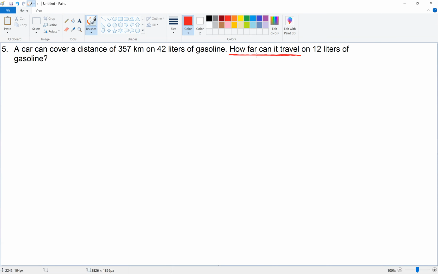Should be on the right. Right? Correct. So we'll have 42 liter, 357 kilometers. Do you understand this step? Yeah. Next step. Go to unit. What should I do?